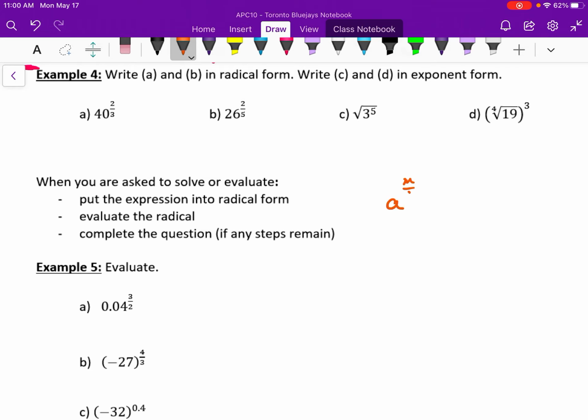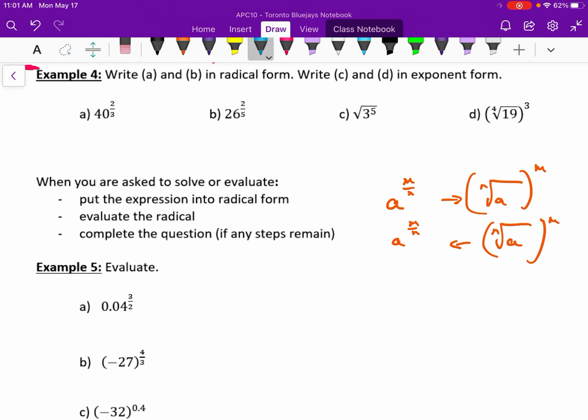a to the power of m over n can be written as the nth root of a to the power of m. And alternatively, we can work our way backwards and say the nth root of a to the power of m can be written as a to the power of m over n. Now keep in mind that this exponent here also can be written just above the a. It's the same thing.